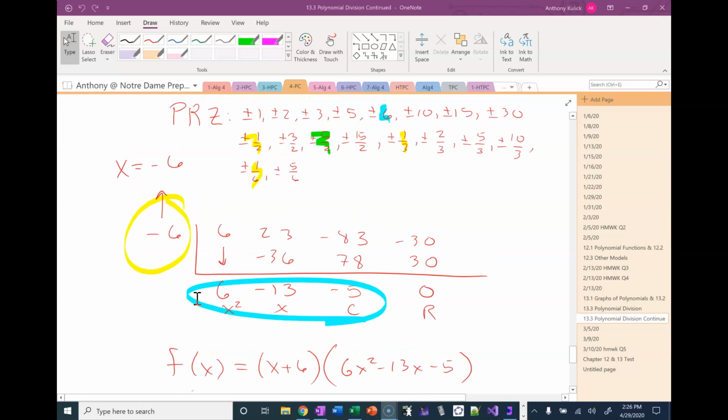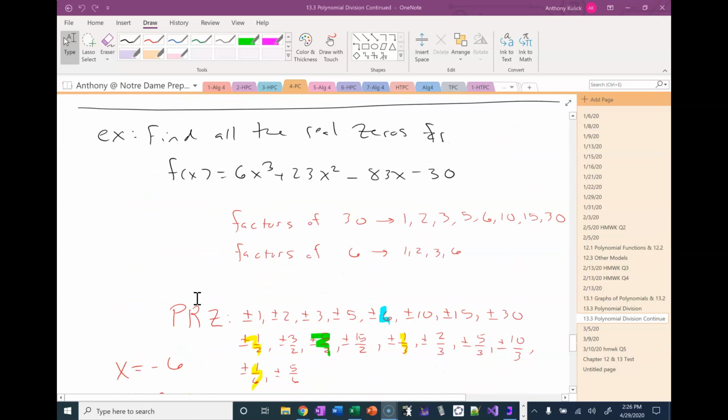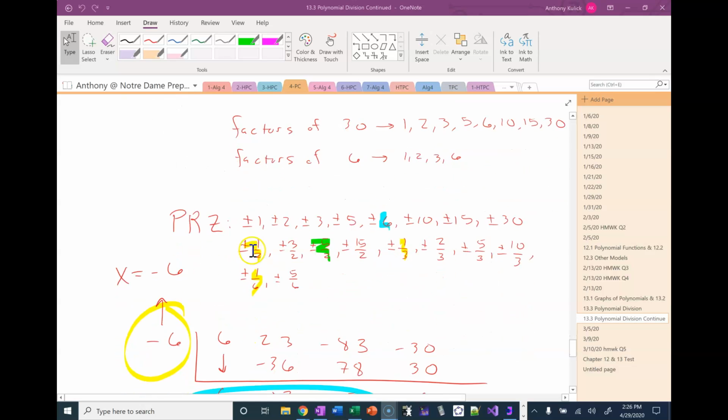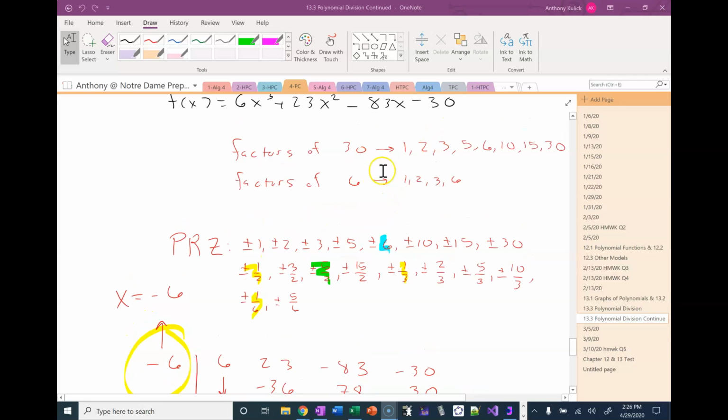So in this end of 13.3 we were looking at finding all the real zeros for this polynomial 6x cubed plus 23x squared minus 83x minus 30. So we started by identifying the possible rational zeros by looking at the factors of the constant term divided by the factors of the leading coefficient. We then looked at our graph and identified some likely candidates based on what we saw in our picture. And we decided to start with -6.